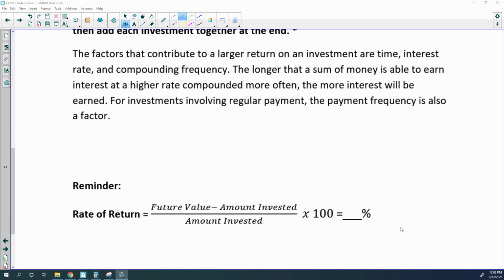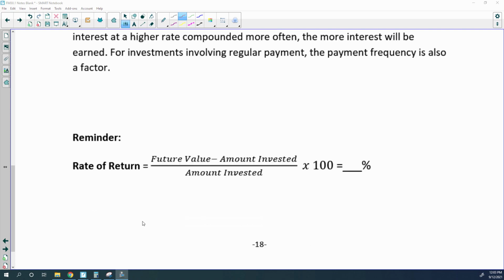Just a reminder, if you're asked to find the rate of return, you take the future value minus the amount invested to figure out the interest earned. You divide that by the amount invested and multiply it by 100.